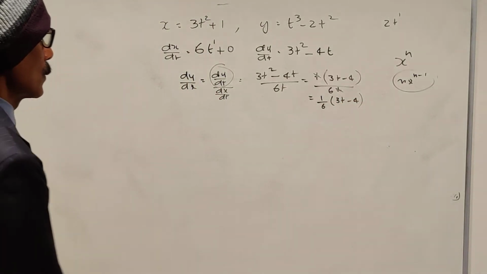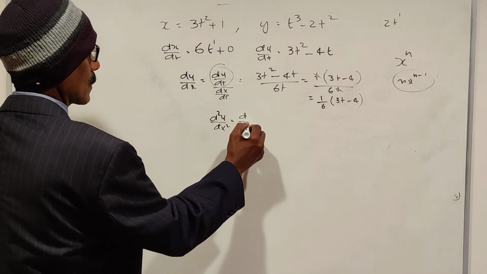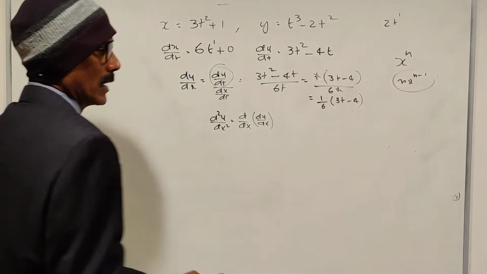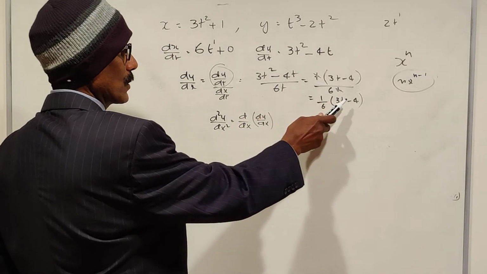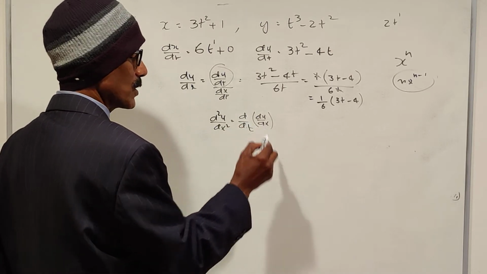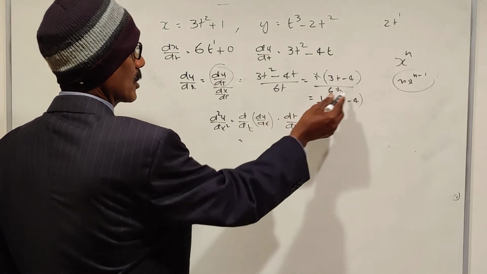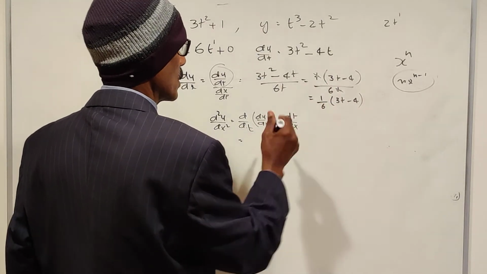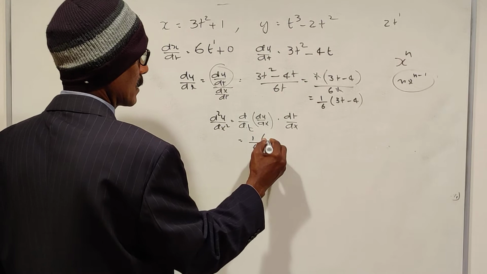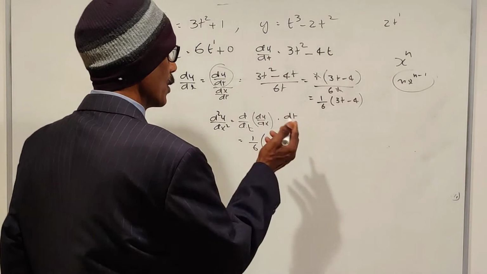Okay, so find the second derivative. d square y by dx square equals d by dx of dy by dx. Here dy by dx is in terms of t, so you cannot differentiate with respect to x. How can you differentiate? First differentiate with respect to t, then times dt by dx. Differentiate this function with respect to t. 1 by 6 is a constant. The derivative of 3t is 3, and minus the derivative of 4 is 0. You don't need to write that.